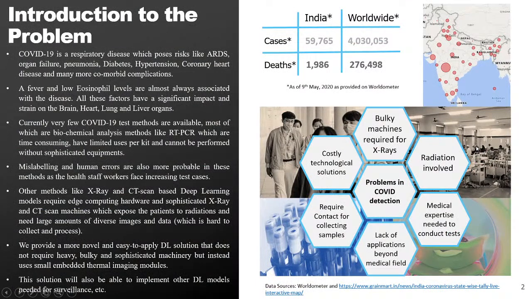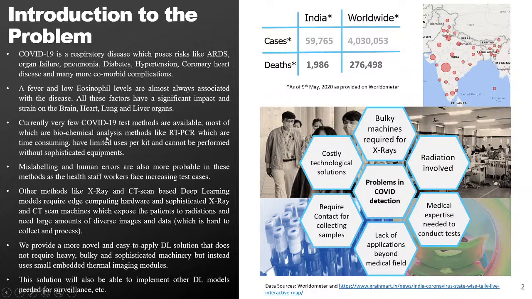As we know, the problem of COVID-19 has been very immense, and it is growing day by day. You can check on the net, there are many papers available that state that COVID-19 affects the brain, heart, lung, and liver organs.